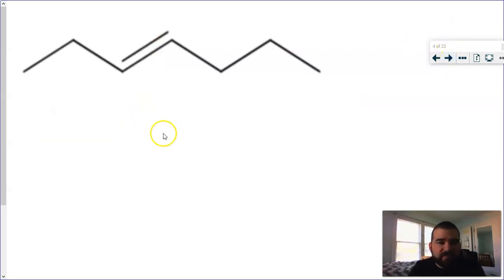The next one. Now we're up to 1, 2, 3, 4, 5, 6, 7 carbons. That's the prefix hept. So we would start with heptane, but we have a double bond. So this is now an alkene. So we can fix the name, right? The ending of an alkene gets named ene. So we're going to call this heptene.